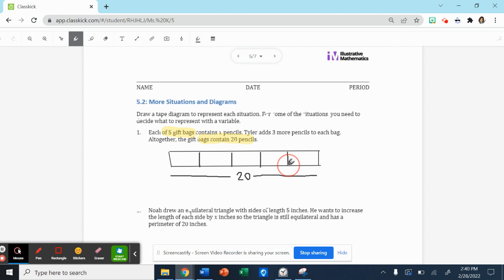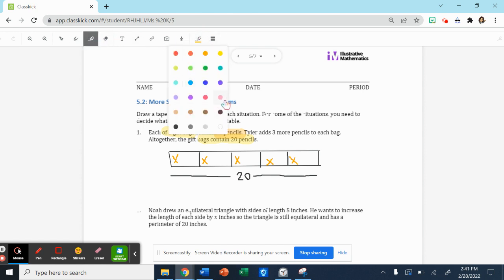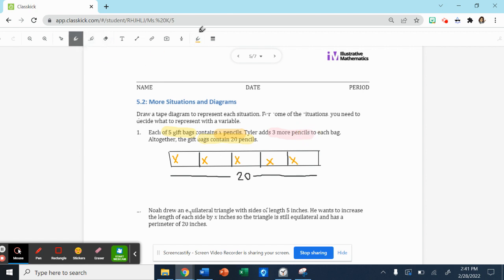Now, inside of each gift bag, 2 things are happening. First is I know that there are x pencils inside of each gift bag. And so within each gift bag, I'm going to go ahead and write an x to represent the x pencils that end up in each gift bag. Now, the other thing that's happening is Tyler also adds 3 more pencils to each gift bag. And so in addition to the x pencils in each gift bag, I also need to add 3 more. And so I end up with x plus 3 pencils in each gift bag.